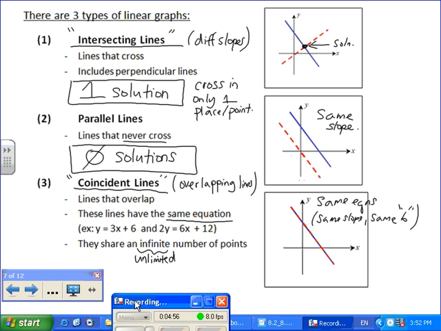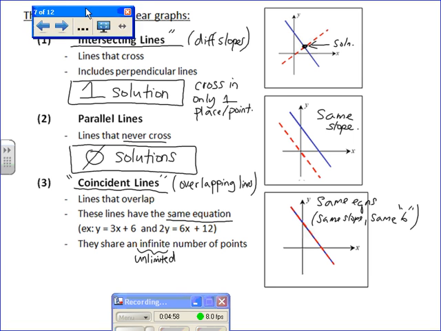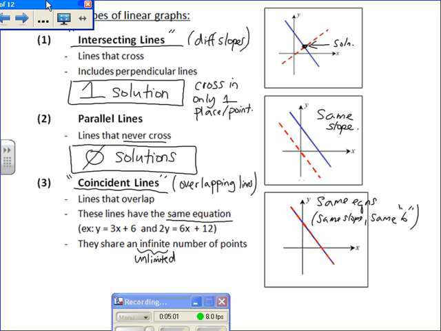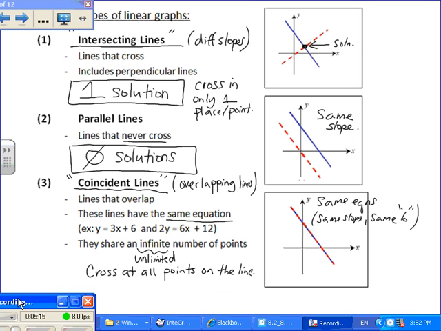So another way of thinking of that is they cross everywhere. Okay, because they're overlapping, they cross at all points on the line. And so what we say there is that they have an infinite number of solutions. So there's no limit to how many solutions they can have.